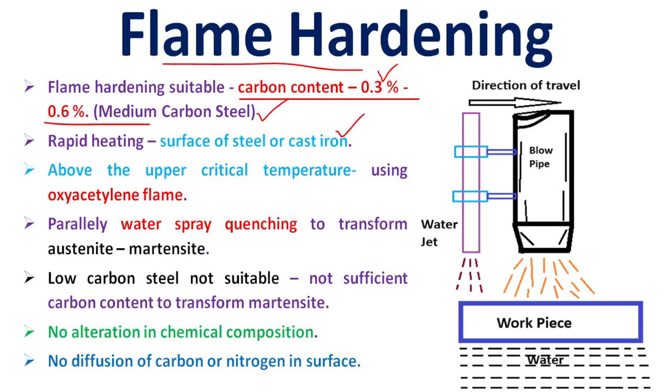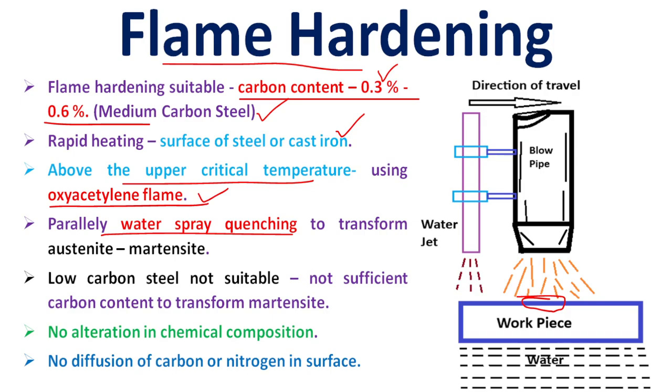The material is heated above the upper critical temperature, around a maximum of 800 degrees Celsius. The heating is done by an oxyacetylene flame. In this process, parallelly with the heating, a water spray causes the austenite to transform to a martensite structure.